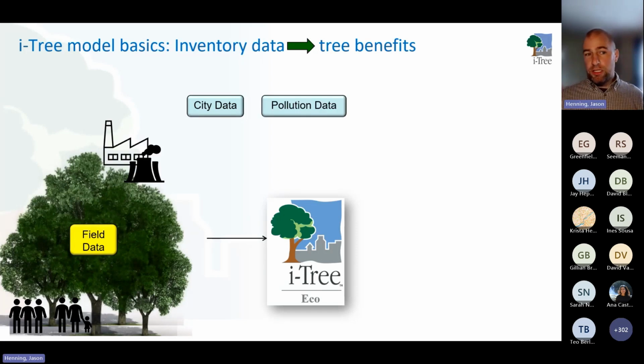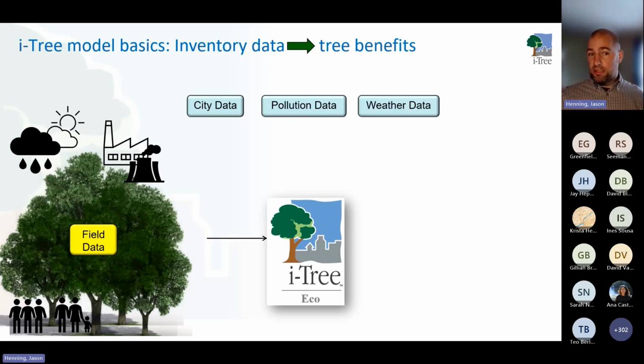Then we have air pollution data. So everywhere that iTree Eco works, we have local air pollution data, and that's going to be hourly data for 5 or 6 pollutants for every day of the year. So that's over 8,000 measurements just on air pollution data for each one of those air pollutants throughout a calendar year. So we have that everywhere again that iTree works.